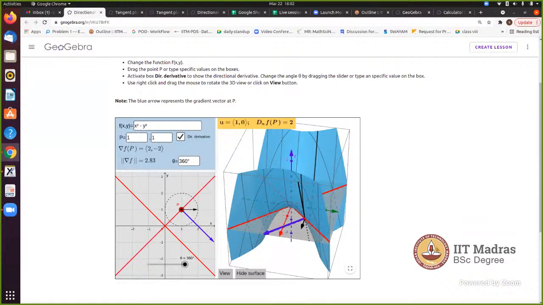So basically, in the direction of the gradient vector, the change will be fastest, and in just the opposite direction, it will be the minimum change, right? Minimum, exactly. That is what we have learned, right? Yes, in the first lecture of week 10.